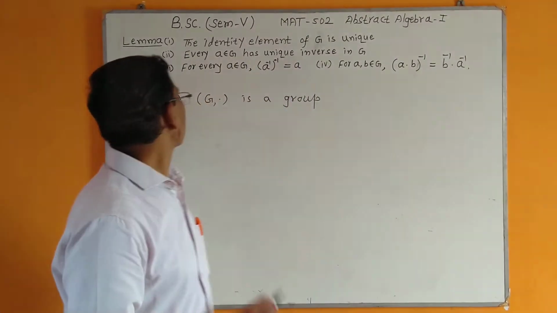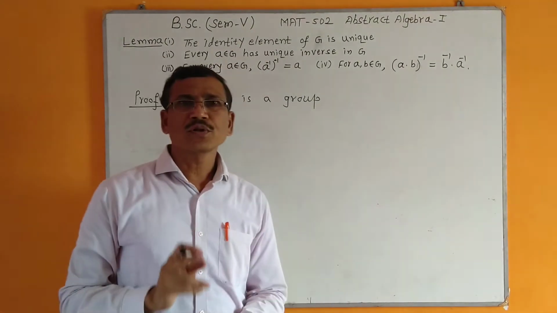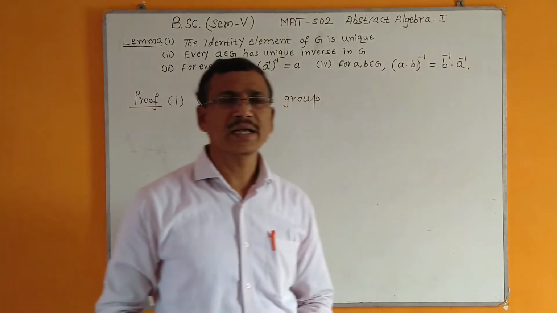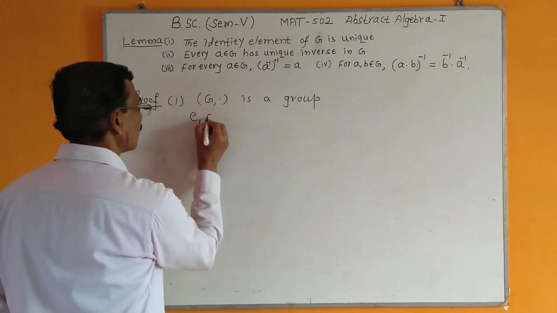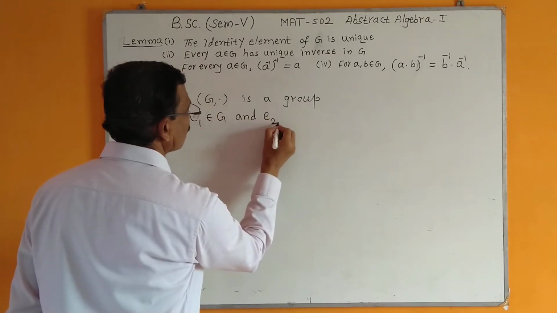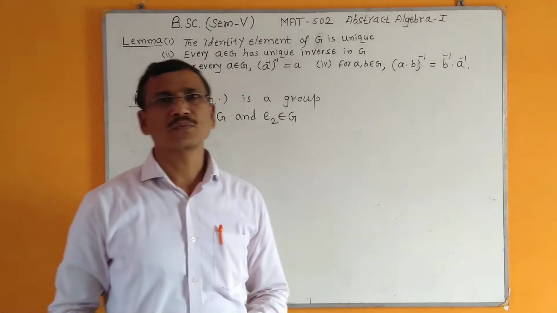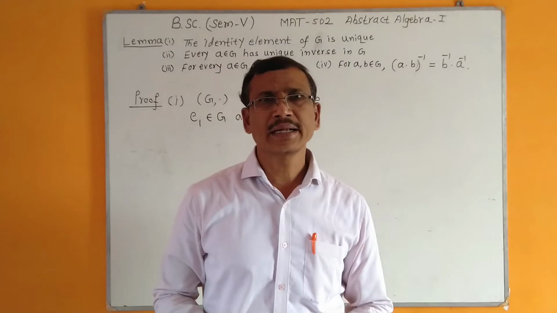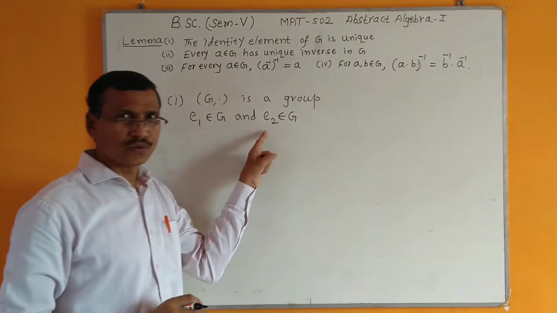To prove this, we shall consider that (G, ·) is a group. Now we have to prove that the identity element is unique. To prove that, if possible, we assume that e1 belongs to G and e2 belongs to G are two identities of the group G. As we want to prove that the identity element is unique, we have to prove e1 is equal to e2.